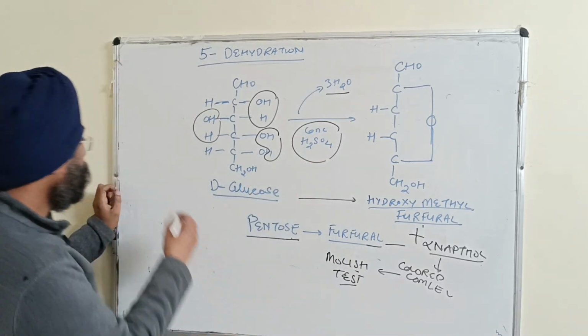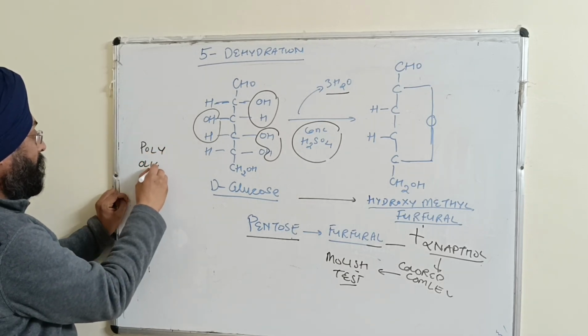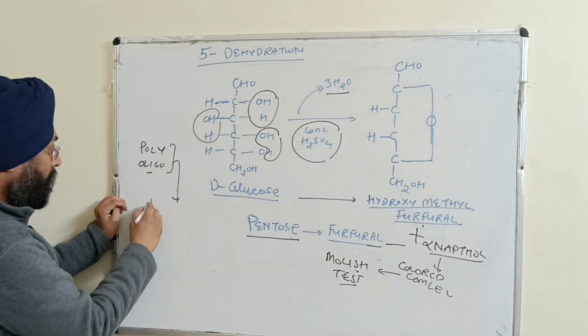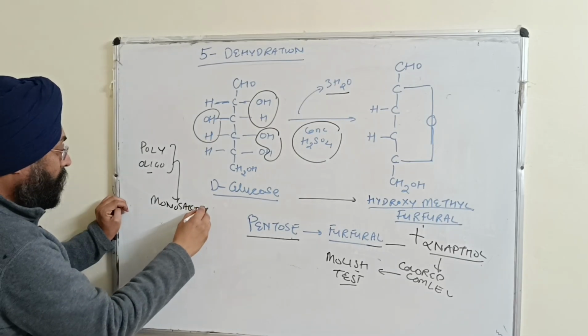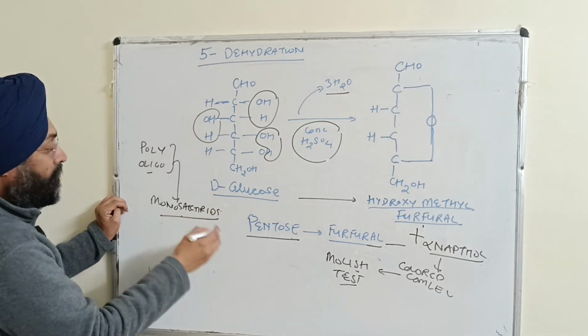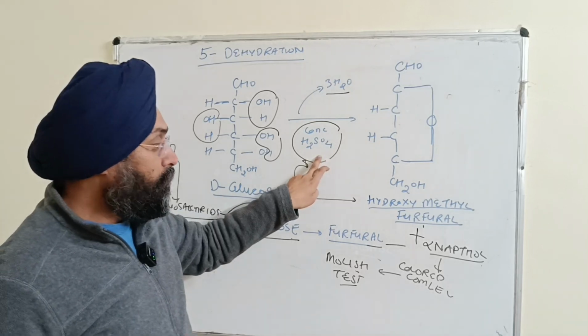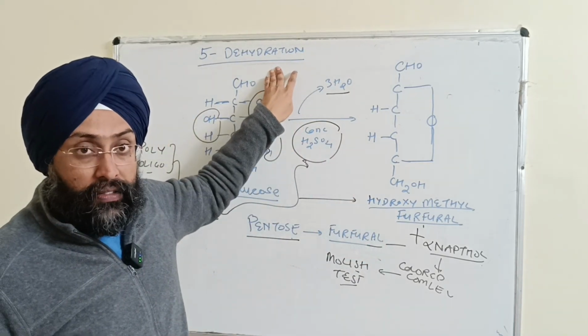And if we have some polysaccharide or oligosaccharides, they are first hydrolyzed to corresponding monosaccharide and then they are further dehydrated with concentrated sulfuric acid to form furfurals. So that finishes with our dehydration reactions.